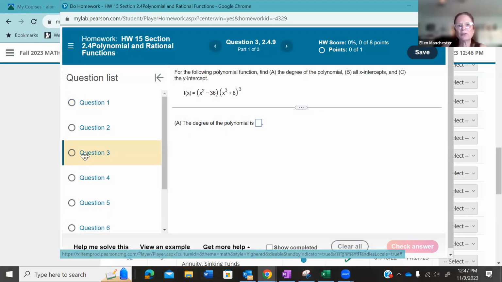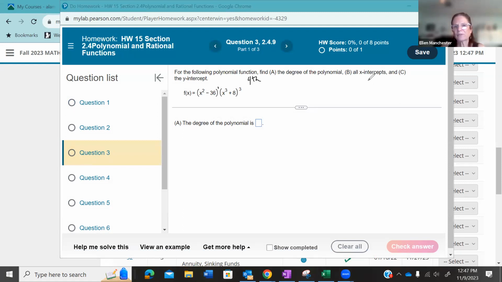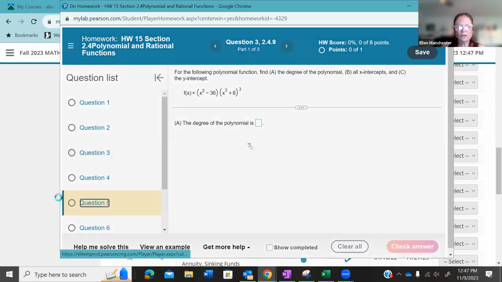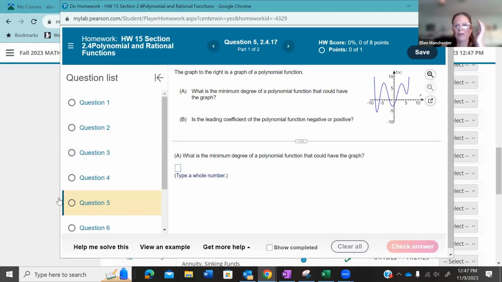Okay, so let me see. What was the other one I wanted to show you? Okay, so again, degree of the polynomial, you count the outside exponent. So 3 plus 1, because there's a 1 here. So this is a 4th degree. And then x-intercepts, you're going to go 0 equals x squared minus 36, and 0 equals x cubed plus 8, and that whole thing cubed. So you're going to solve for those. That's your x-intercepts. And then the y-intercepts, you just take both of these to 0 and then solve from there. You're going to get into these and go, oh my gosh, what all did she say?